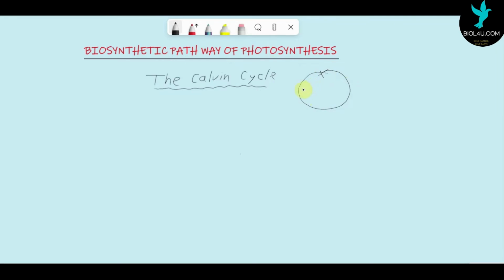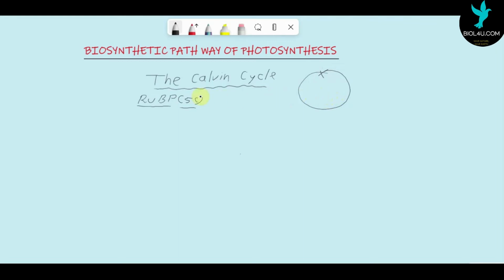Then the first carbon dioxide acceptor is the RuBP, ribulose bisphosphate. This is the first carbon dioxide acceptor. It is a 5 carbon compound, not a 2 carbon, a 5 carbon compound. So this cycle starts from the RuBP, and then the cycle operates, and finally the RuBP is regenerated. Hence this process takes place in a cyclic manner.